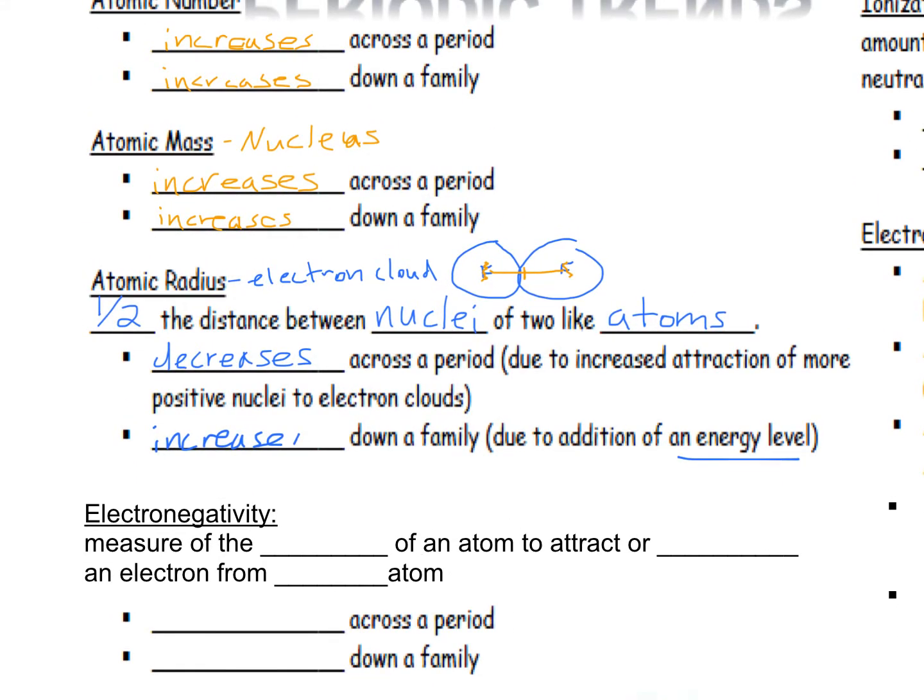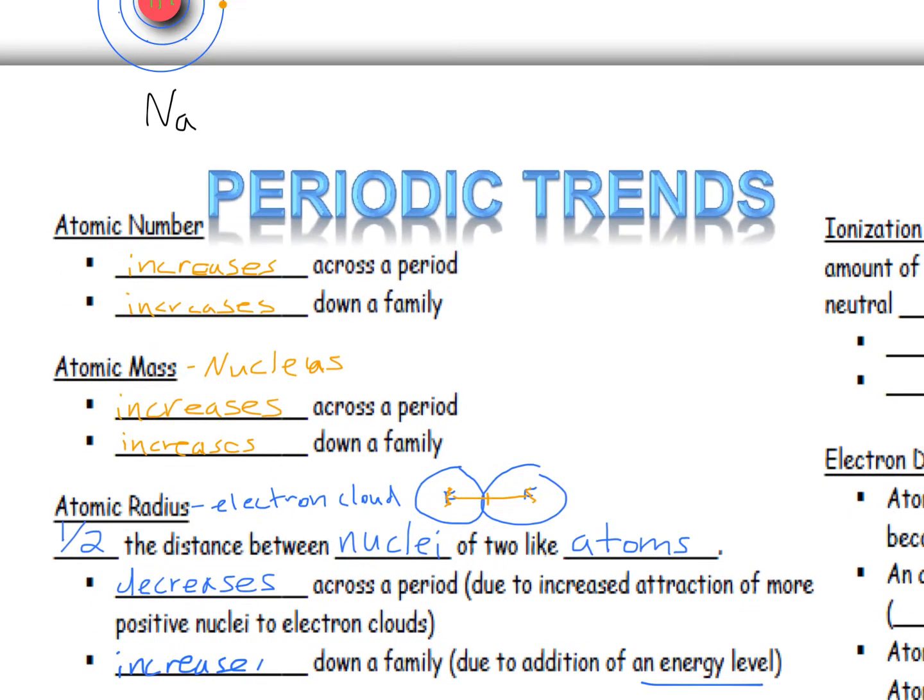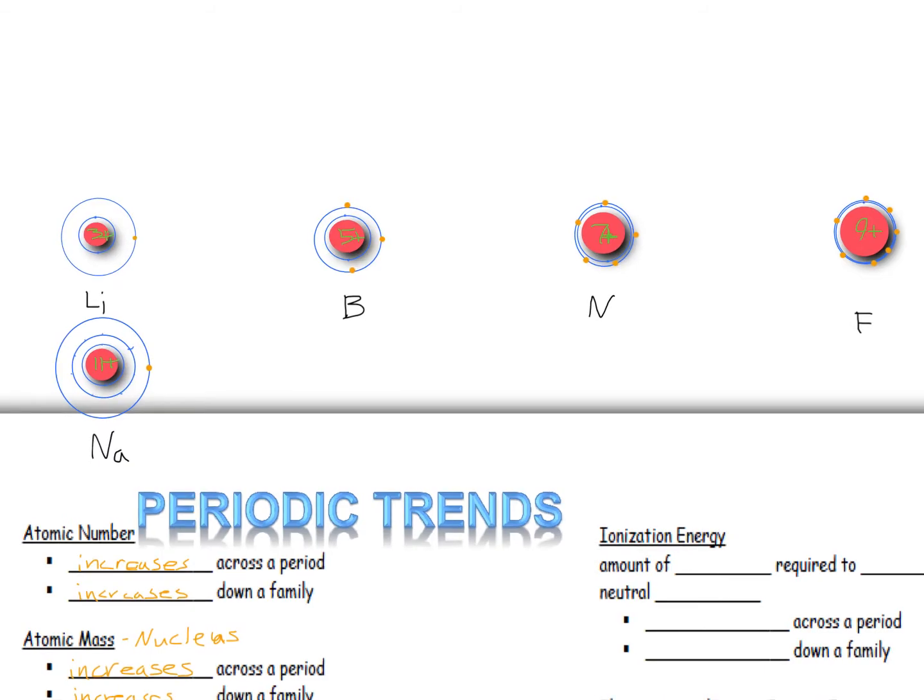Now, electronegativity is the measure of the ability of an atom to attract or steal an electron from another atom. Looking at your data, it increases going across a period. Once again, if we look back up here at this increase in the proton pull, that makes sense. It's the ability to attract an electron.